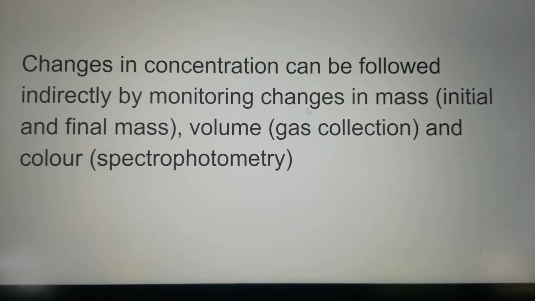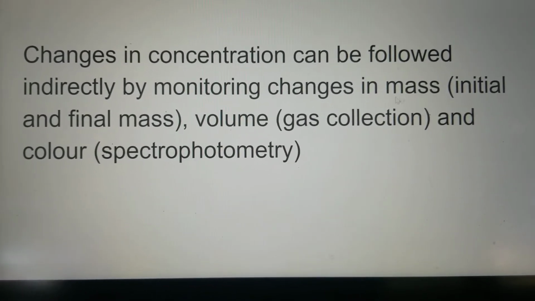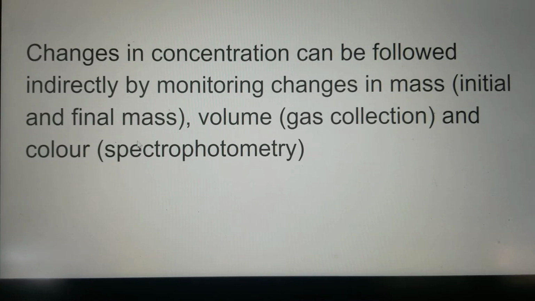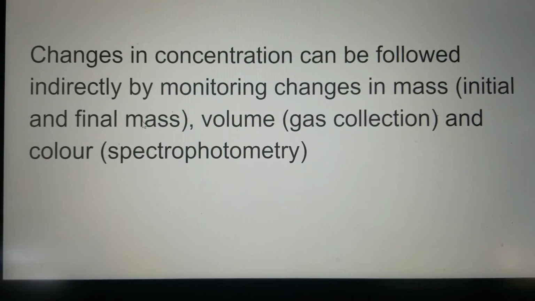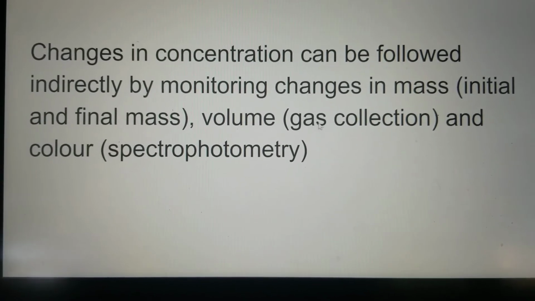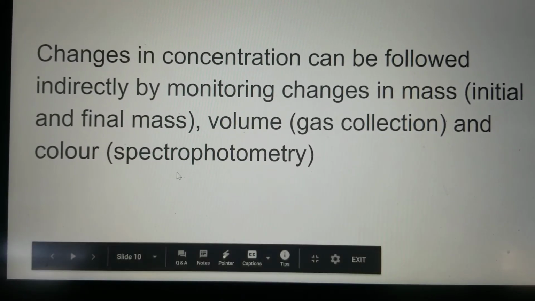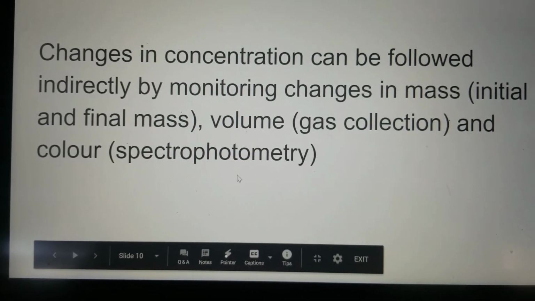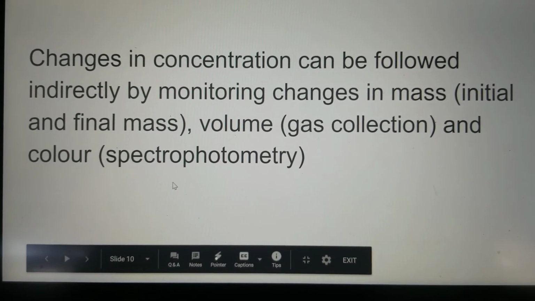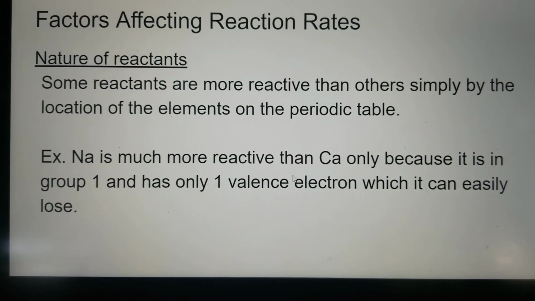So any of these are different dependent variables that you might be measuring. Changes in concentration can be followed indirectly by monitoring changes in mass, initial and final mass. So you could subtract to find out how much mass was lost. Volume, gas collection. We do have probes for gas collection, and we do have spectrophotometers as well, if you're doing observations of color.